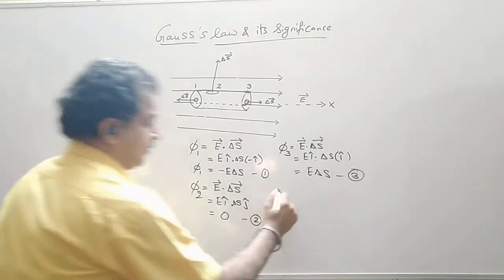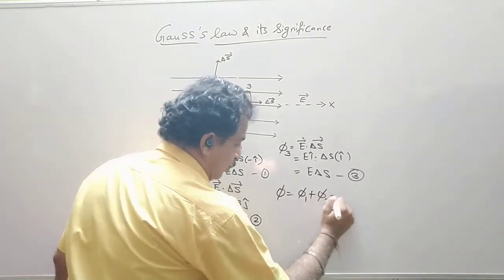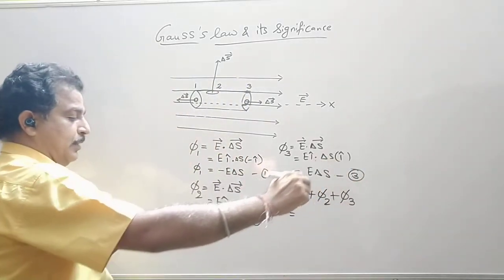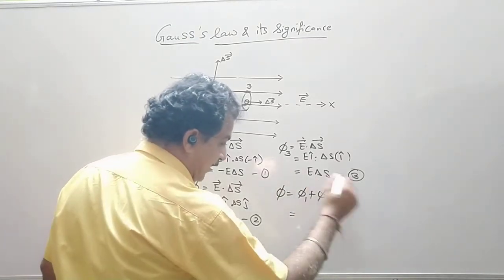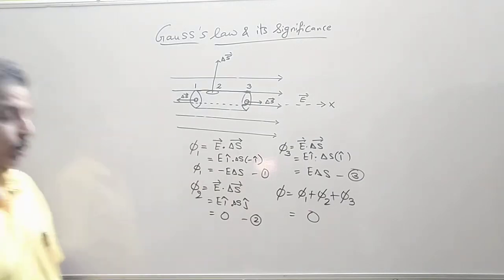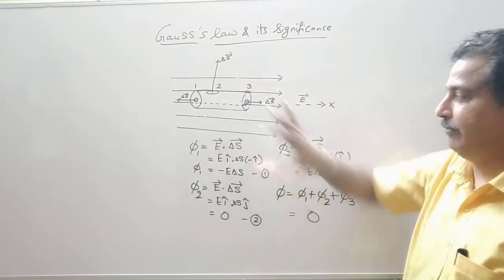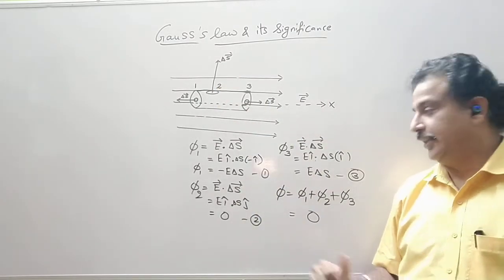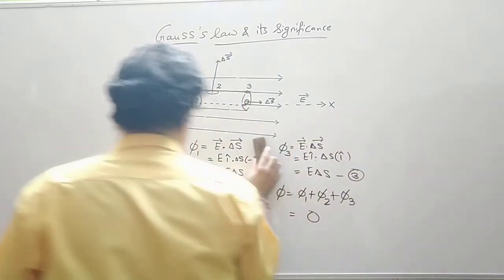Now the total flux is phi1 plus phi2 plus phi3. Now if I add, this is 0, this is minus E delta S, this is plus E delta S. So total comes out to be 0. So one thing is, whenever we place a closed surface inside a uniform electric field, the resultant flux or the total flux comes out to be 0.